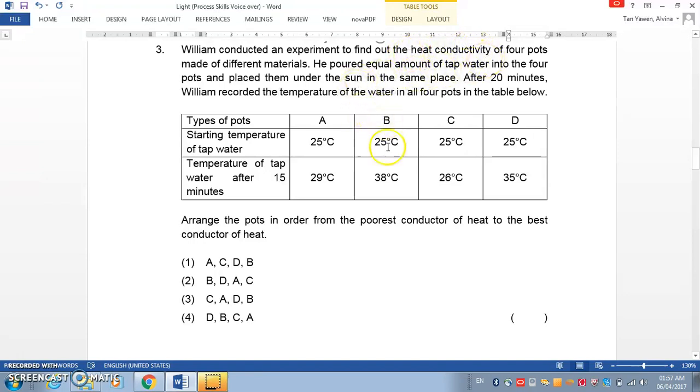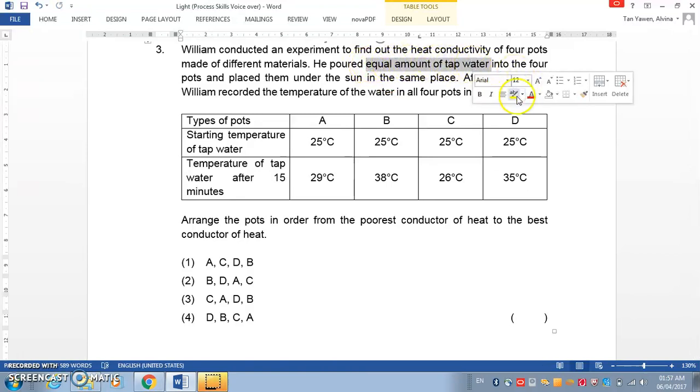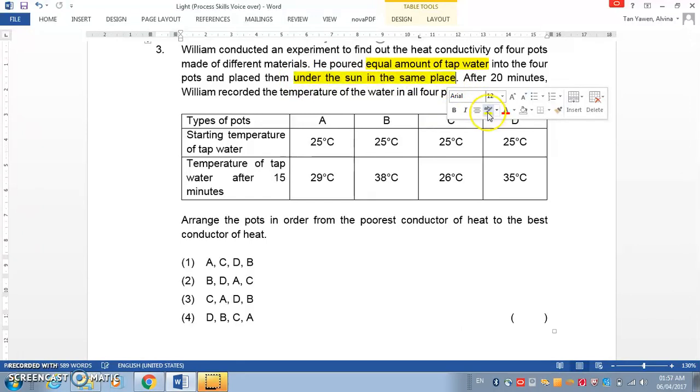made of different material. So we have pots A, B, C, and D, each made of different materials. He poured an equal amount of tap water into the 4 pots and placed them under the sun in the same place. After 20 minutes, William will record the temperature of the water in all 4 pots, and it's shown in the table below.